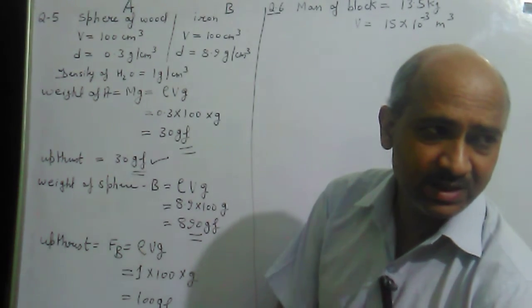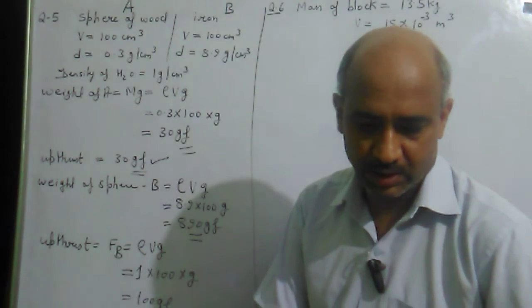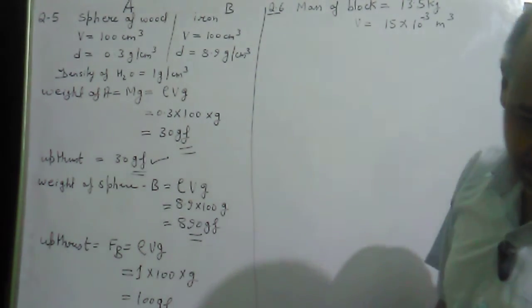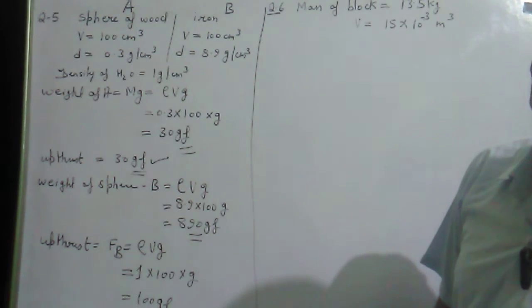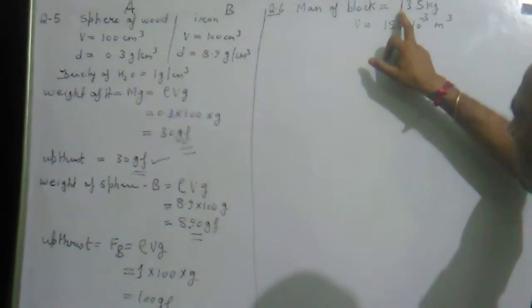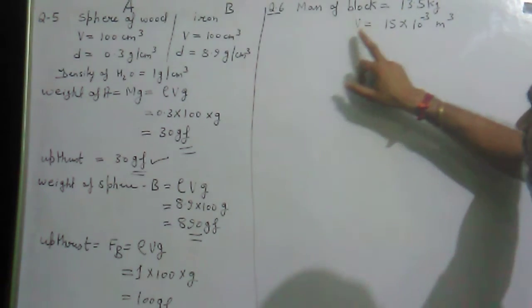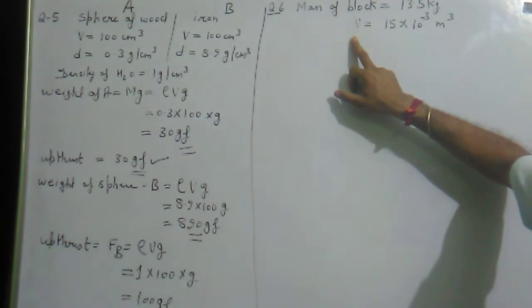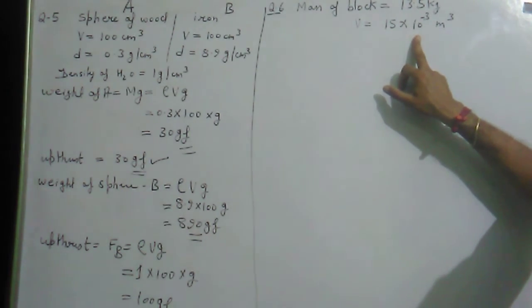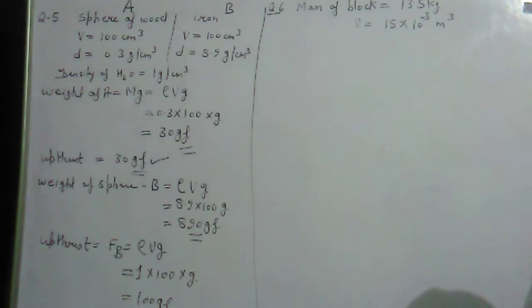Now coming to the second question, question number 6. In question number 6, he is saying the mass of the block is given to us. It is 13.5 and its volume is given to us. It is 15 into 10 to the power minus 3 meter cube. Calculate the upthrust on the block if it's held fully immersed in water.